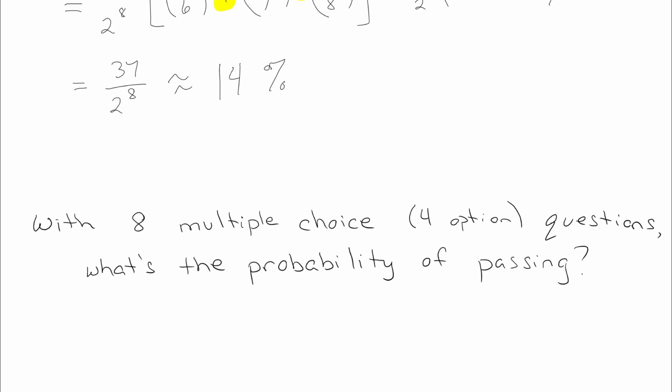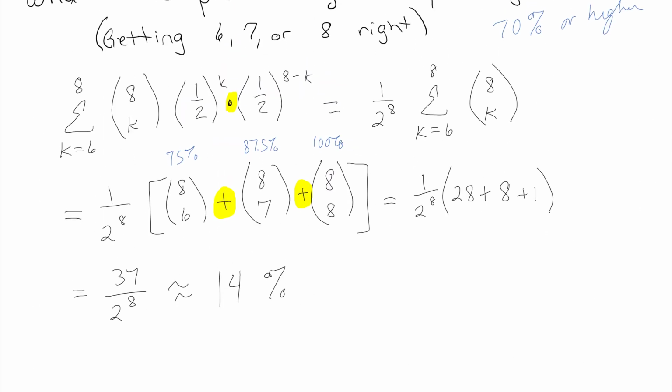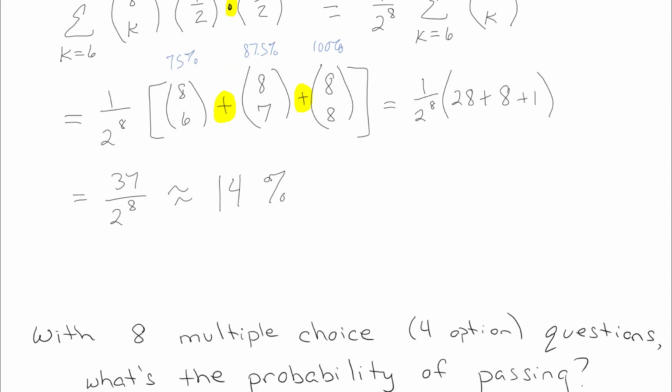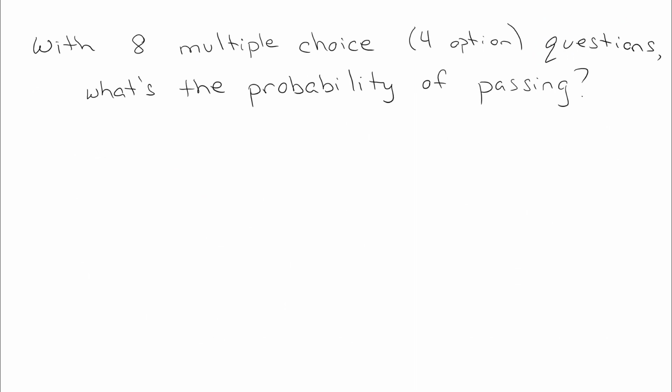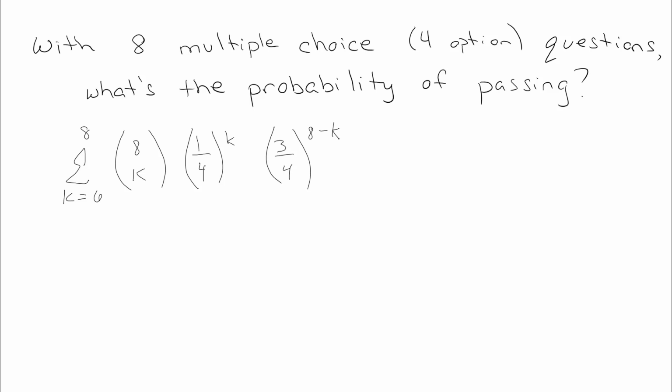So this gets a lot worse with multiple choice questions, because basically what's happening is instead of having a half chance of getting it right, now you only have a 1/4 chance of getting it right. So what we see is still kind of the same thing, where we have k going from 6 to 8, 8 choose k, but now instead of having 1/2, we have 1/4 to the k, and 3/4 to the 8 minus k. And so that means that we end up in all kinds of crazy trouble, because basically we have 28 ways of getting exactly 6 right and exactly 2 wrong.